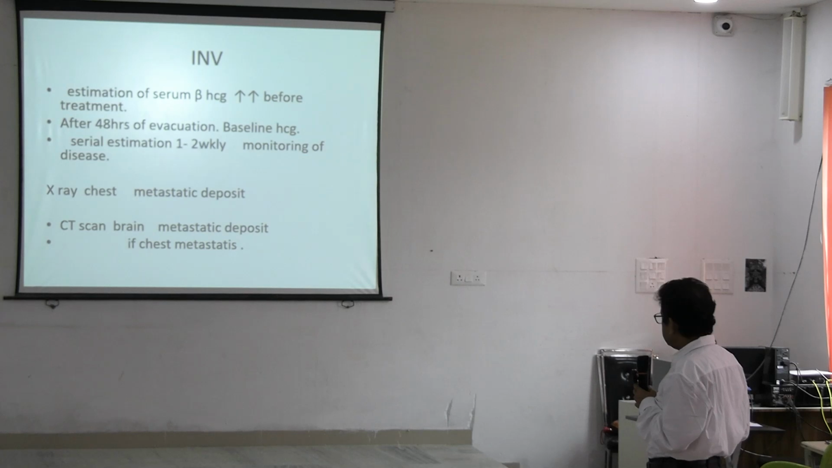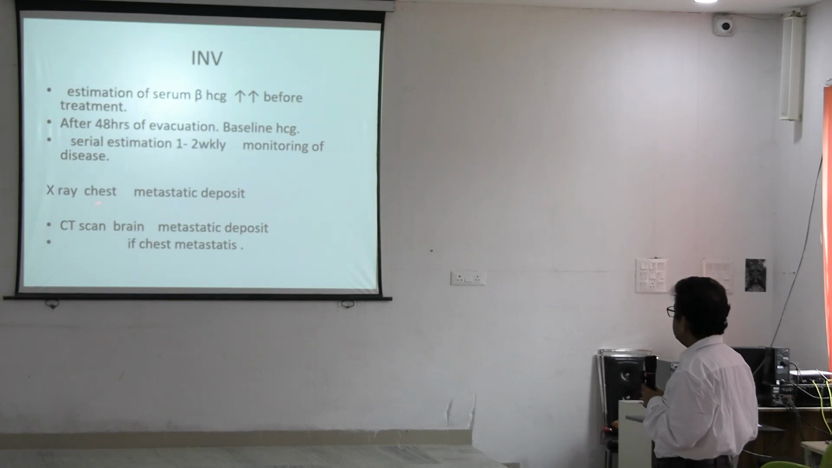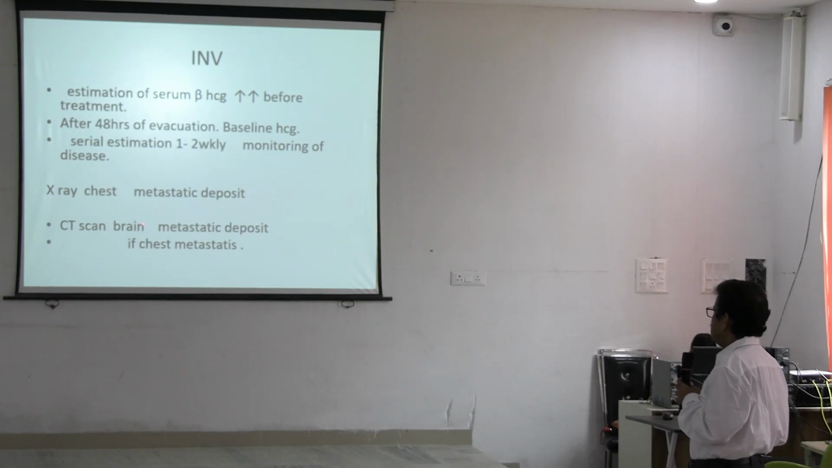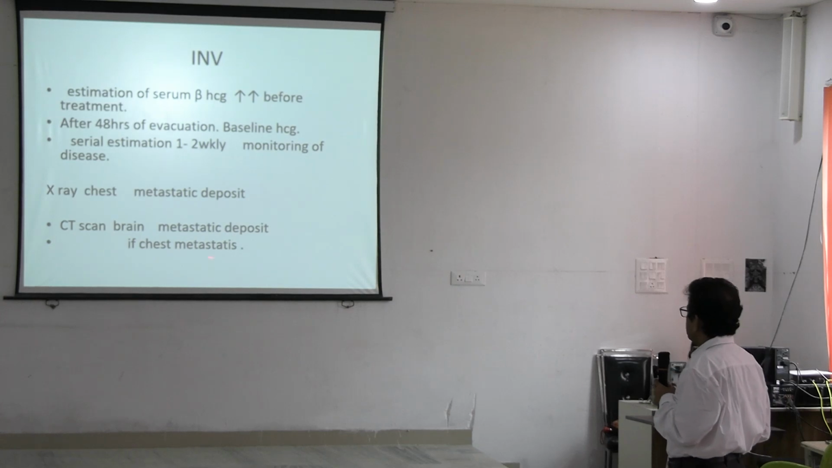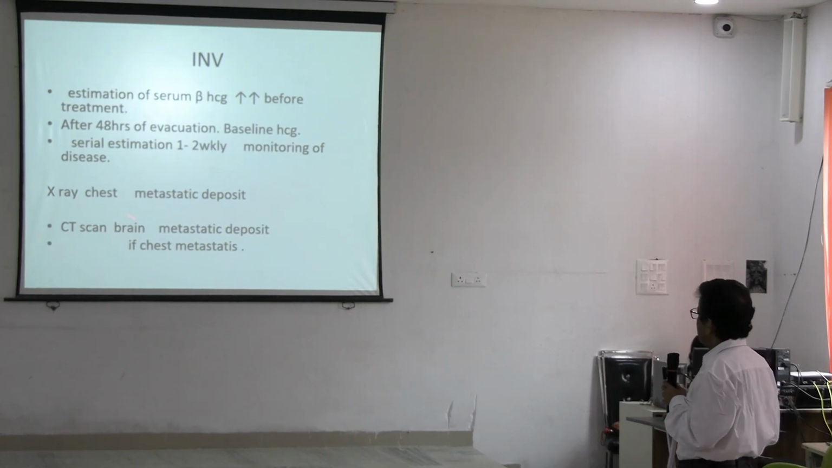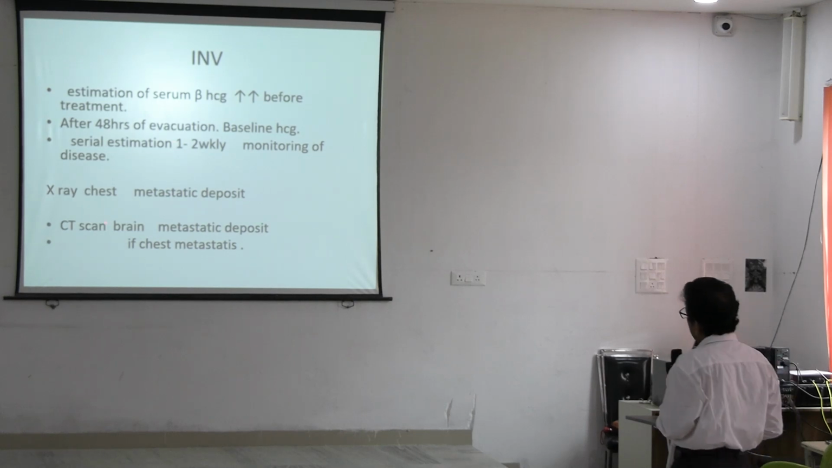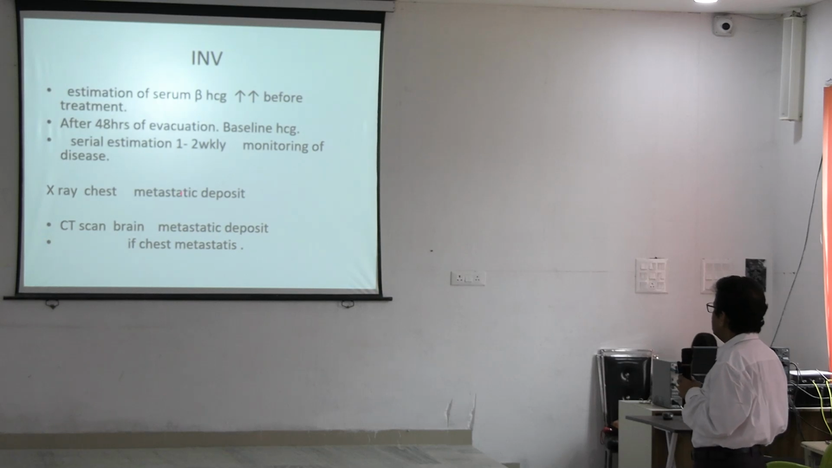And CT scan brain you can do if there is metastasis in the chest X-ray. Otherwise CT scan is not needed. So if there is chest metastasis, then you can go for CT scan or MRI of the brain. So investigations other than USG are serial estimation of beta hCG, X-ray chest to know if there is metastasis, and CT scan of the brain to know about other sites of metastasis.